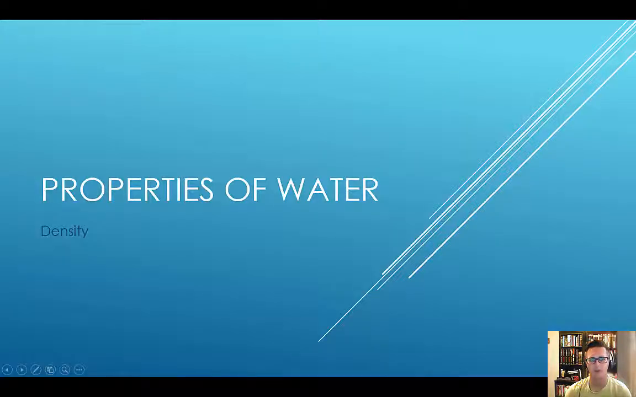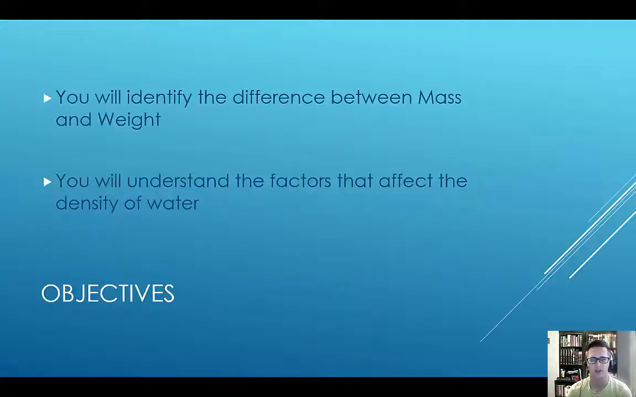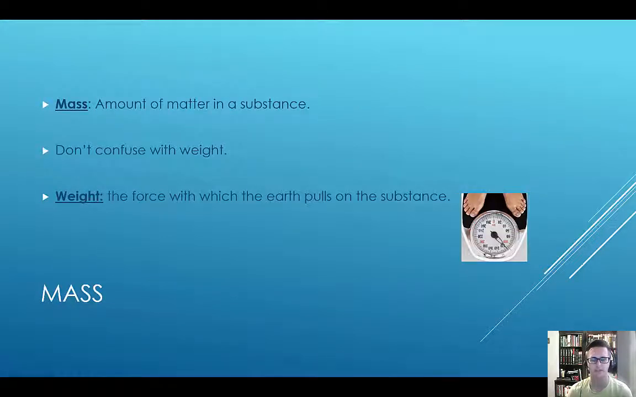Welcome to our lesson on the properties of water, looking at density. In this lesson, you will identify the difference between mass and weight, and you will understand the factors that affect the density of water. But firstly, let's look at some terms.